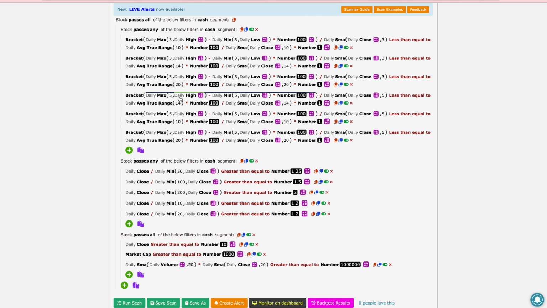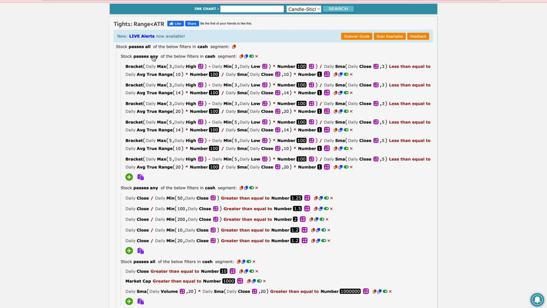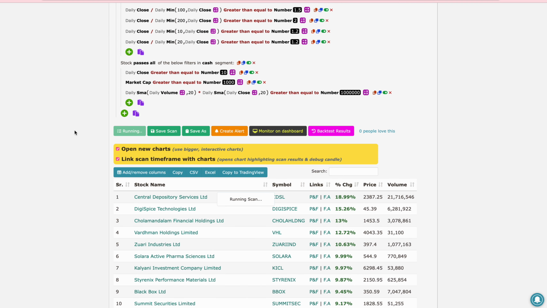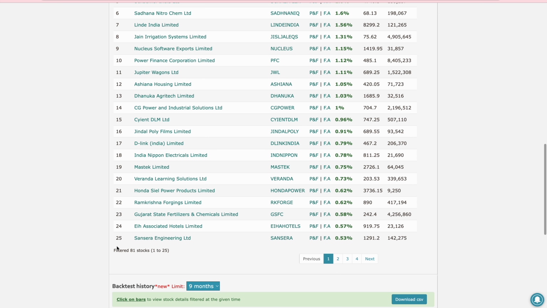If the 5 day range is less than the 14 day ATR, I want that stock. If the 5 day range is less than the 10 day ATR, I want that stock. If the 5 day range is less than the 20 day ATR, I want that stock. So if a stock passes any of these criteria below, show me. Now from 573, if you run this scanner, you will find 81 stocks which are very tight.